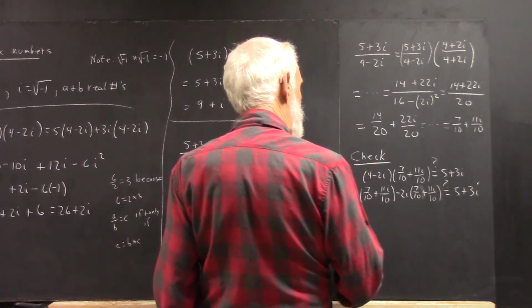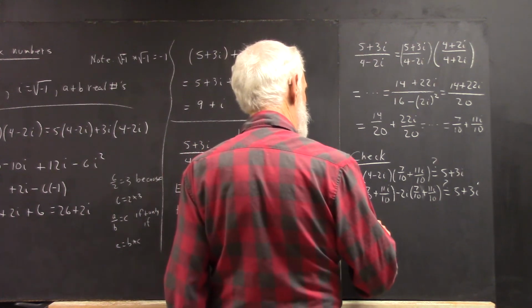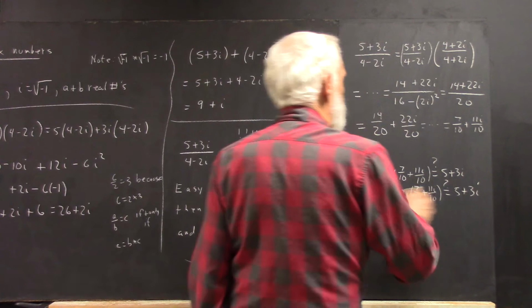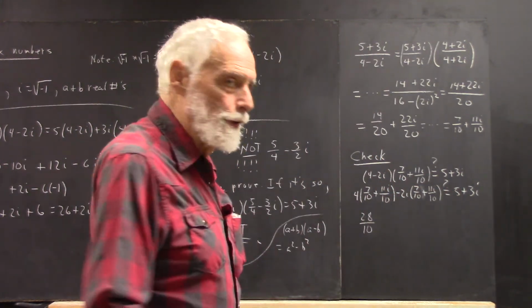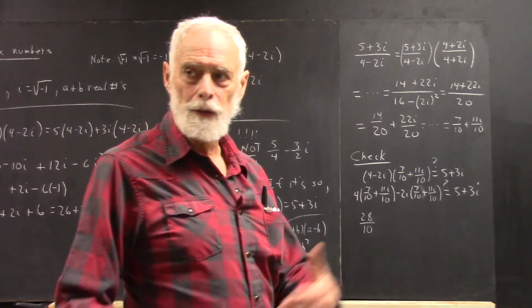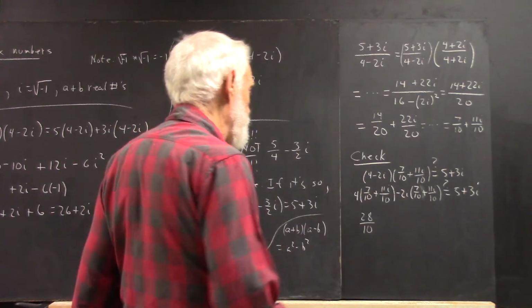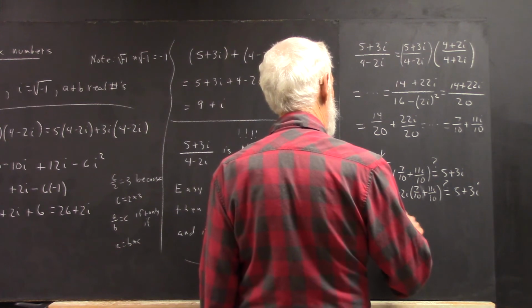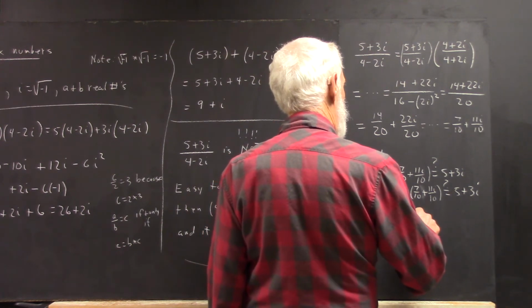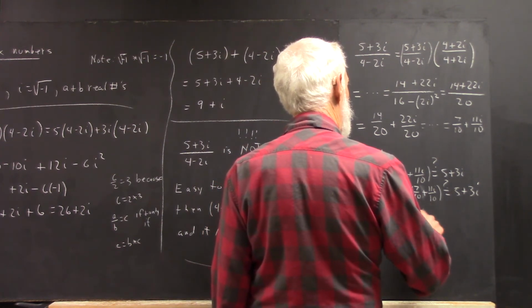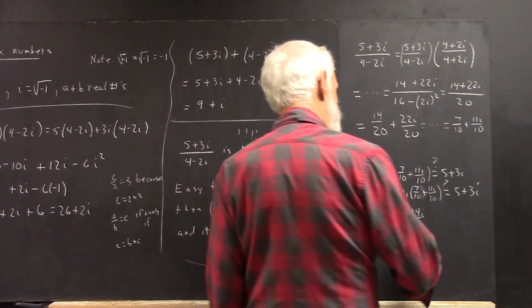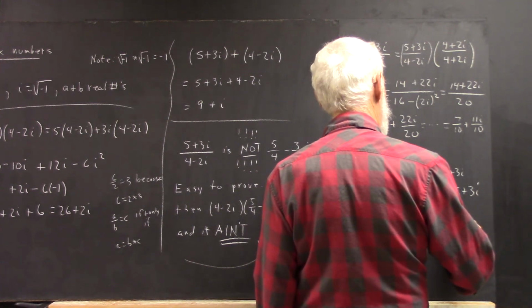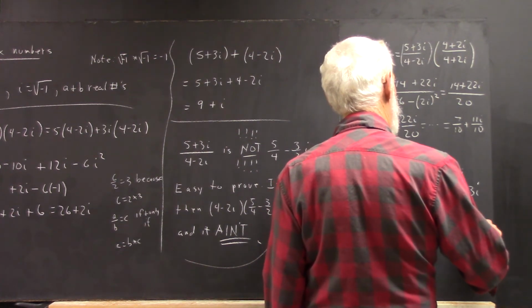4 times 7/10 is, I'm going to write it as 28/10. I'm not going to reduce it, because that's going to put everything in tenths. If I start reducing things, some things are going to be in fifths, some things are still going to be in tenths, some things might even be in halves. So we get then 44i over 10 minus 14i over 10 minus 22i squared over 10. Is that equal to 5 plus 3i?